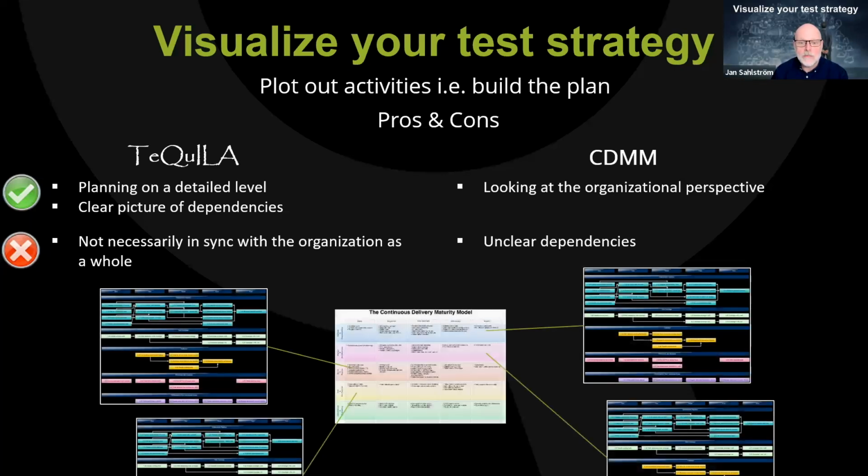But of course, you can do a mix of these. You can use both models individually, or you can do a mix of them, but don't make the models too complicated. If you try to merge these 2 into one, I think it will be too large, and then you lose the whole idea of visualizing and simplifying the models and your strategies. But of course, you can have the CDMM on an organizational level and break it down into a Tequila-like model for the teams and departments if you want to. That would be a way forward.